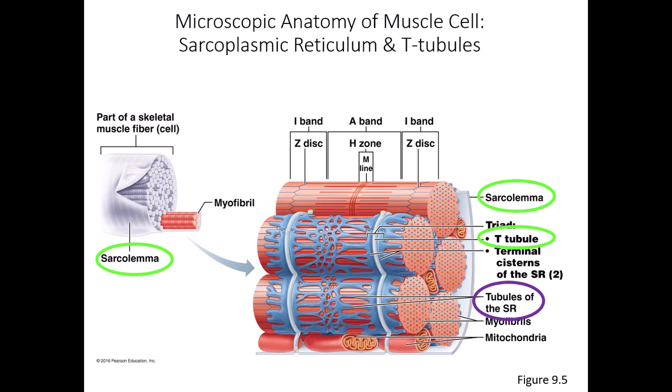And so those lines that they're showing you, the I band, the A band, the H zone, that's all part of the sarcomere. And again, that's the functional unit of a muscle cell. That is what is ultimately going to result in the contraction.